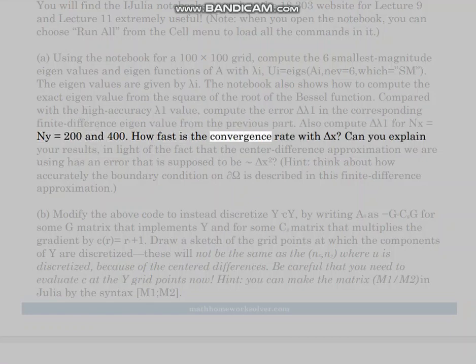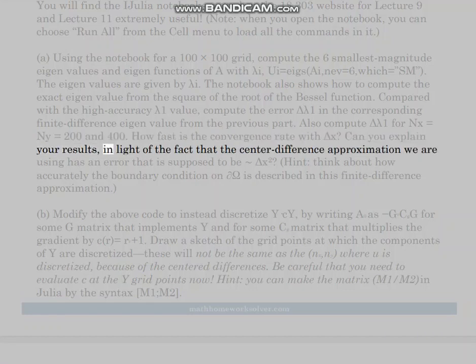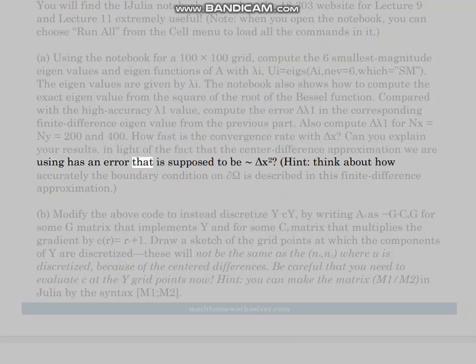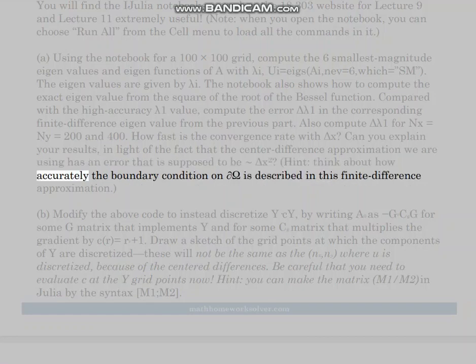How fast is the convergence rate with Δx? Can you explain your results, in light of the fact that the center difference approximation we are using has an error that is supposed to be Δx²? Hint: think about how accurately the boundary condition on ∂Ω is described in this finite difference approximation.